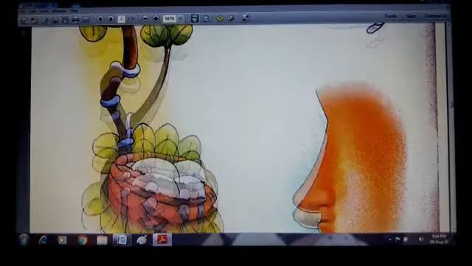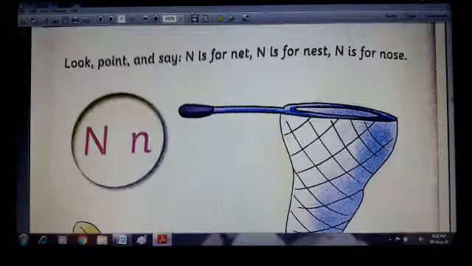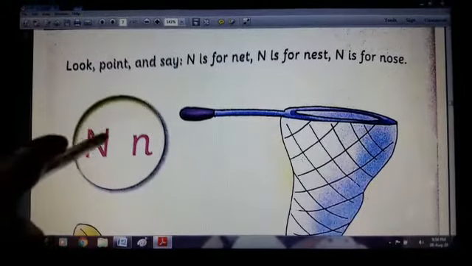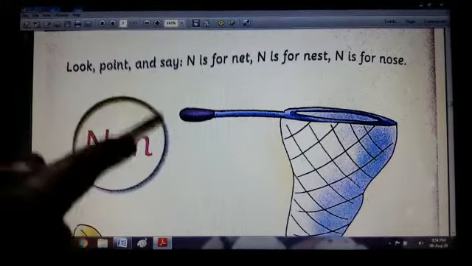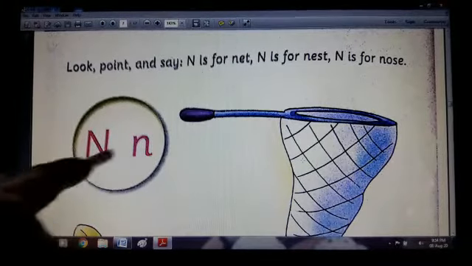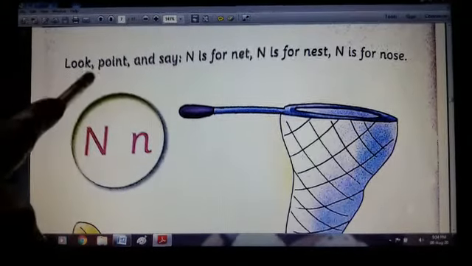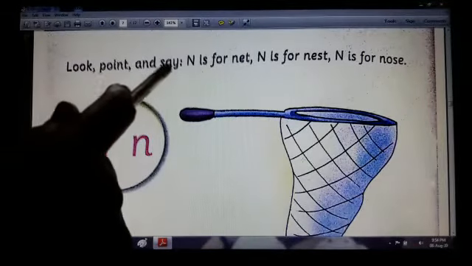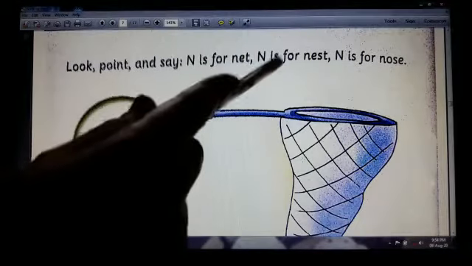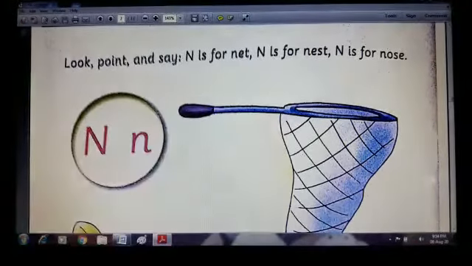So we repeat our class again. This one, this is capital letter N and this is small letter N. You have to identify the capital letters and small letter, okay. Now what is written here? Look, point and say: N is for net, N is for nest, and N is for nose.